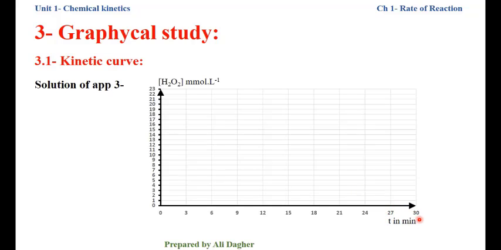In abscissa time in minutes, in ordinate concentration of H2O2 in millimole per liter. The initial point, then it decreases till the end at t equals 27. The last point, not the end time, the last point is at t equals 27.